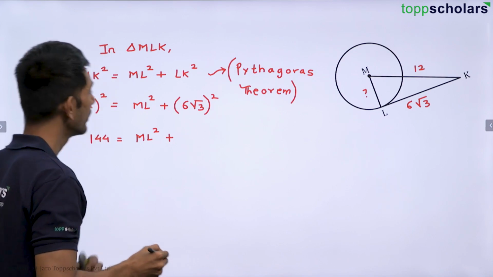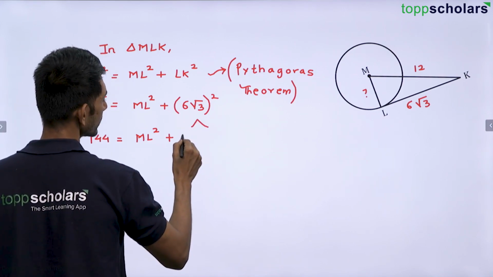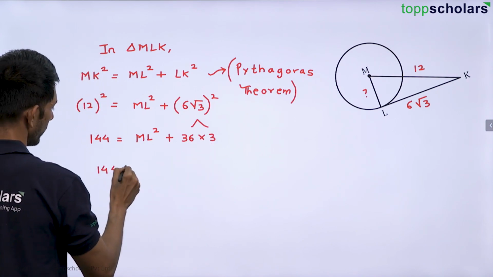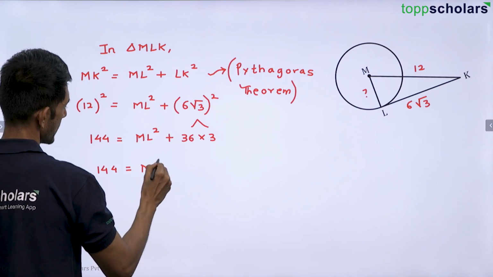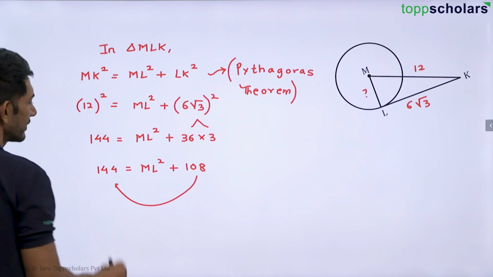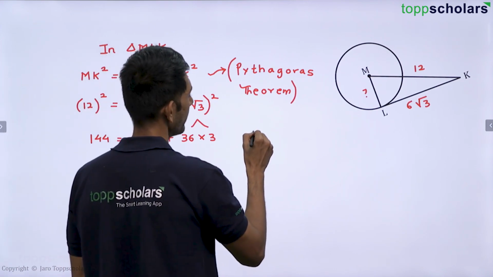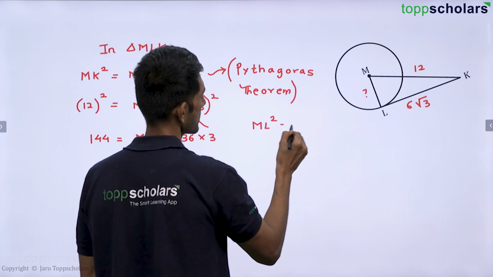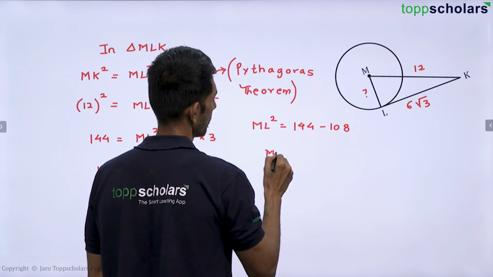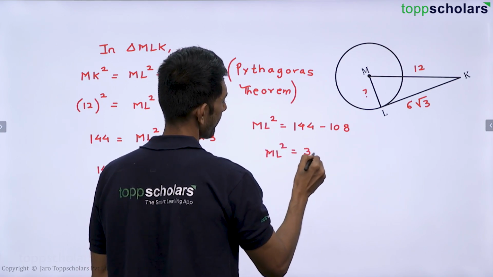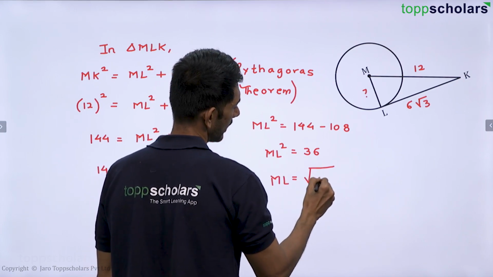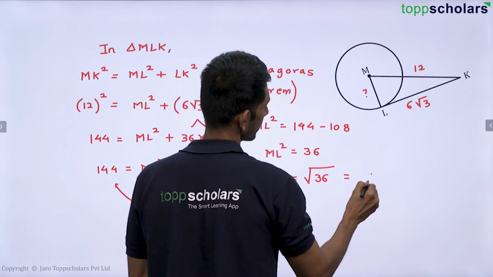6 square is 36. Root 3 square is 3. So this becomes 36 into 3. So can I say 144 is equal to ML square plus 108. So if this goes on the other side, can I say ML square is equal to 144 minus 108, that is ML square is equal to 36. Now if I take square root on both the sides, ML will be equal to under root 36, and under root 36 is nothing but 6.